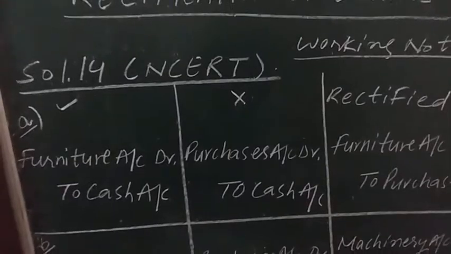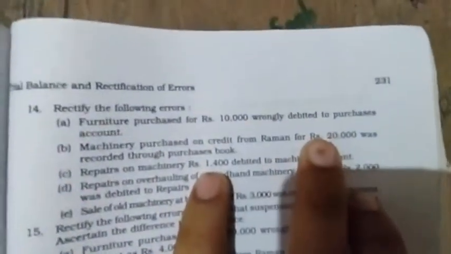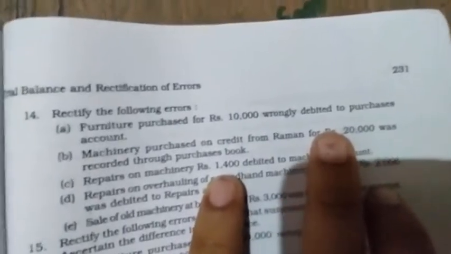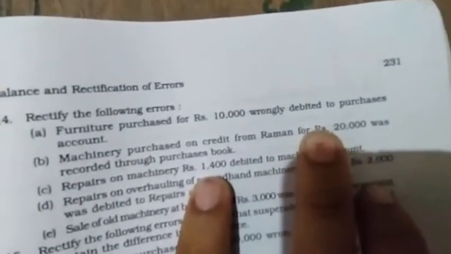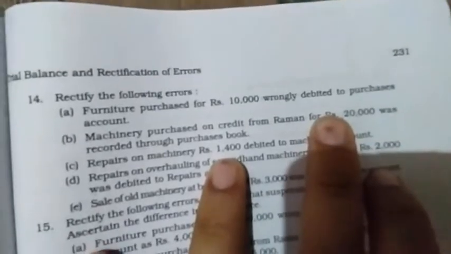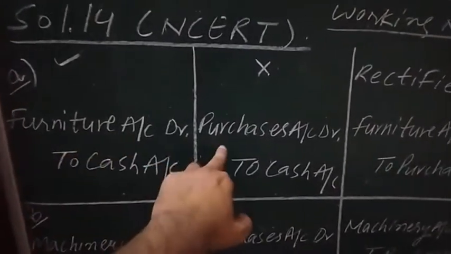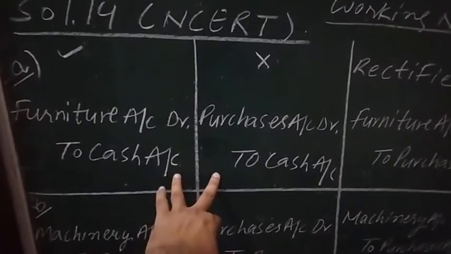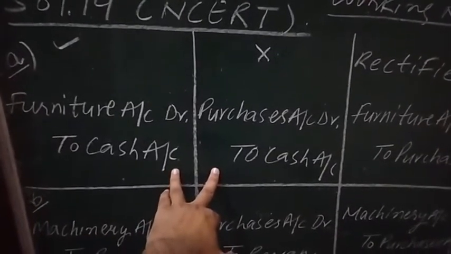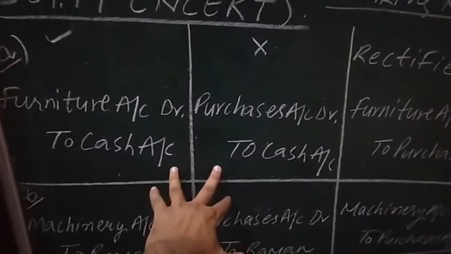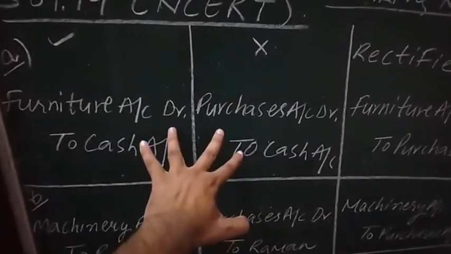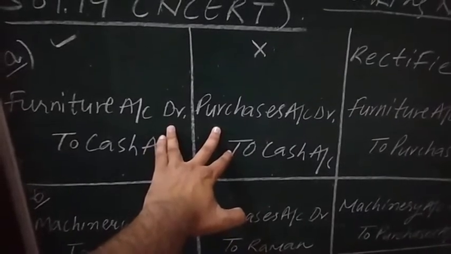Why I have crossed? First of all, read out the complete transaction A. Wrongly debited to purchase account, means instead of debiting furniture account, we debited purchase account. Cash was correctly credited in both the entries, so no need to focus on the credit side of the journal entry. Only a need is there to focus on the debit side of both the entries.